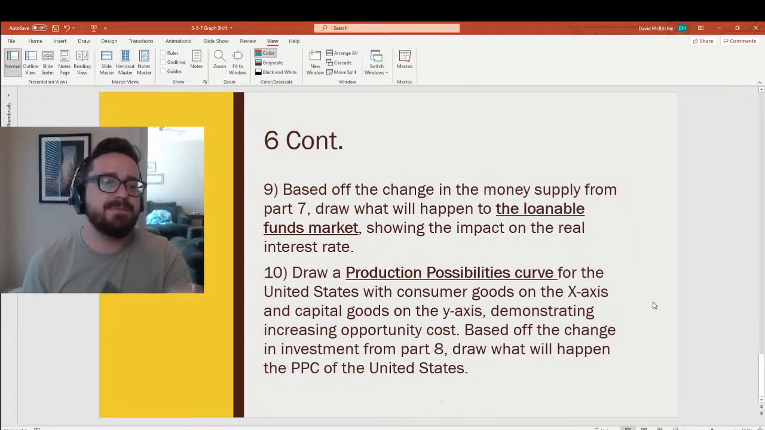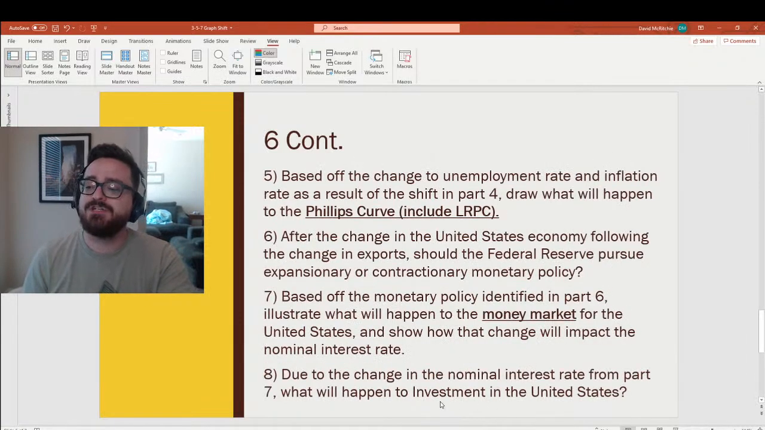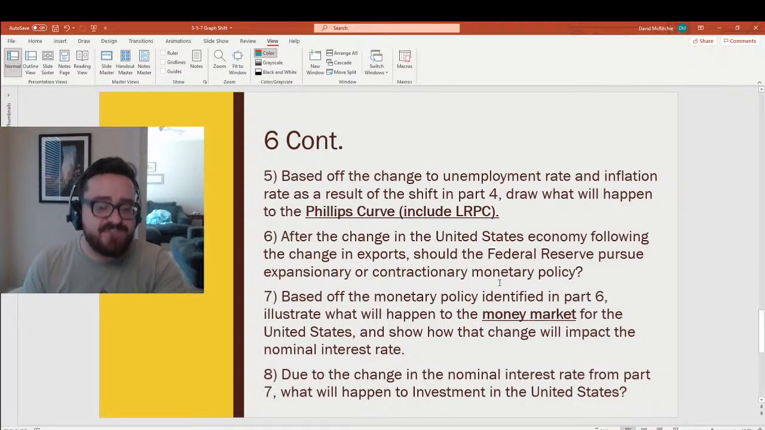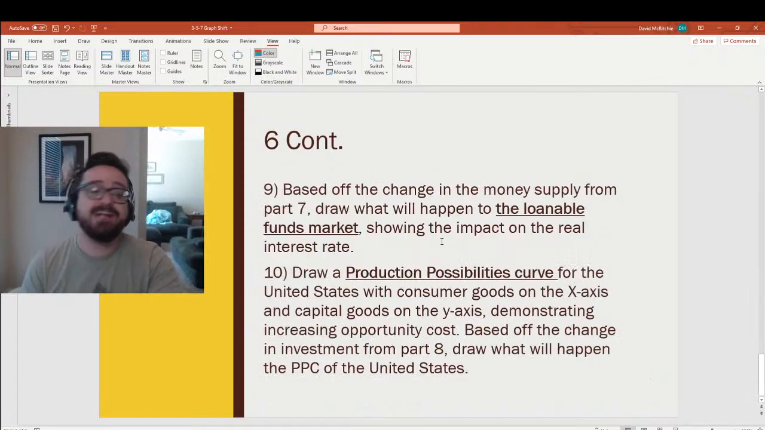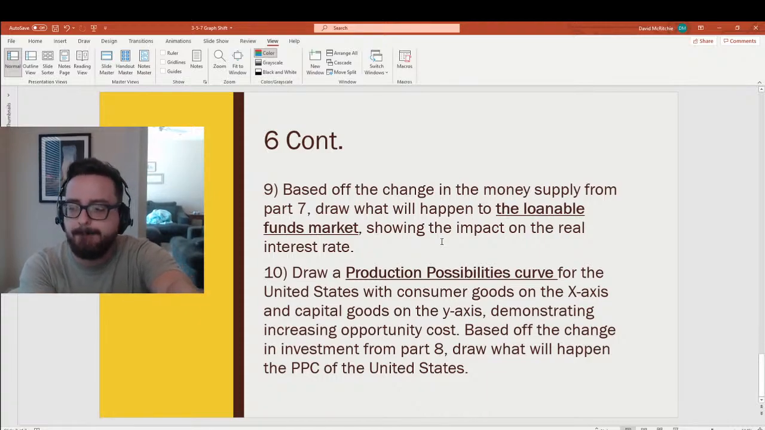Draw what will happen on the PPC of the United States. So I did mention it. It could be based off of 9 or 8, to be honest. But I mentioned here that since the interest rate is falling in this economy, both nominal and real interest rate, we should see a significant increase in investment spending. Because if interest rates are lower, loans are cheaper, businesses can borrow and spend more.